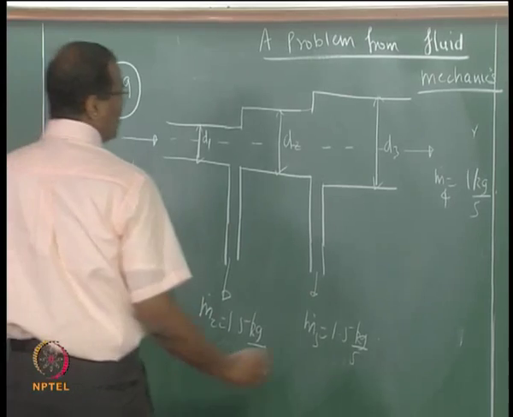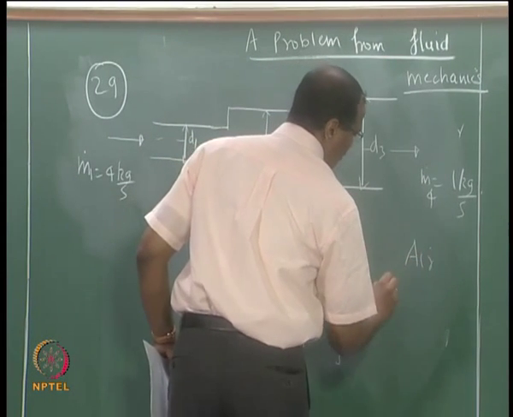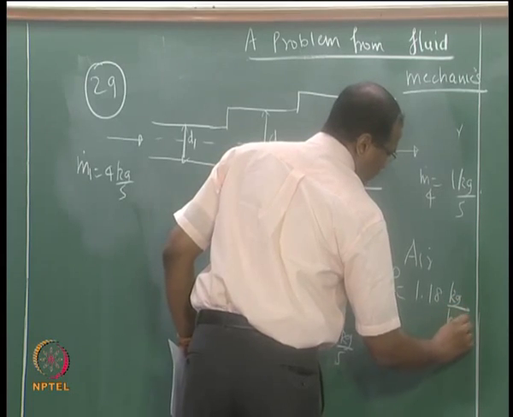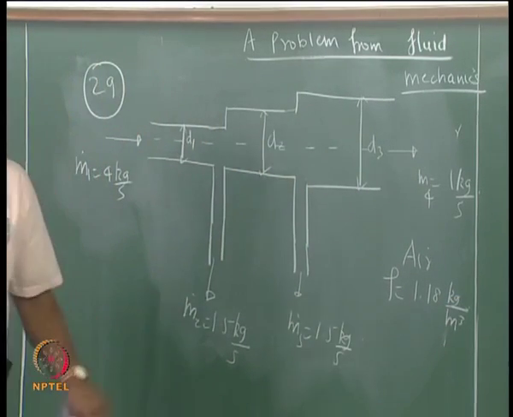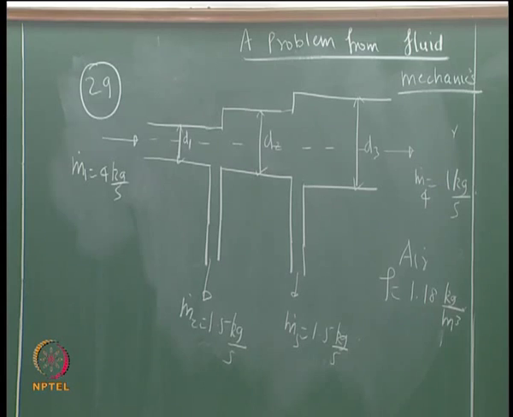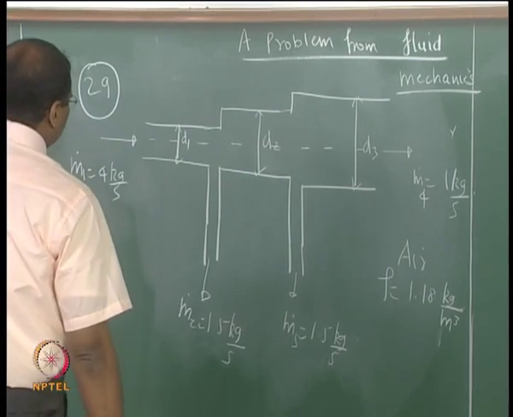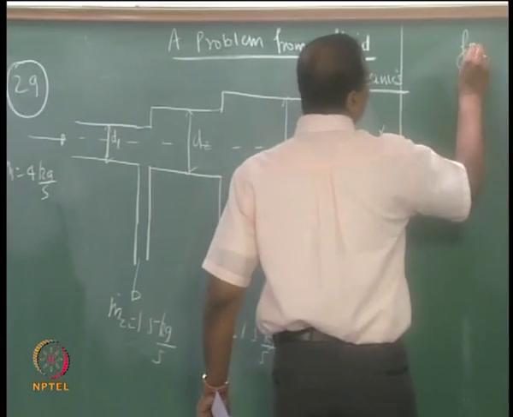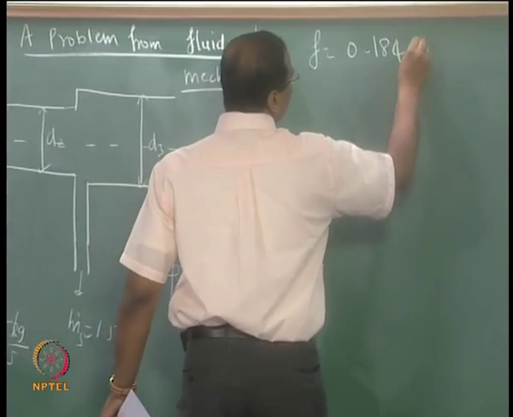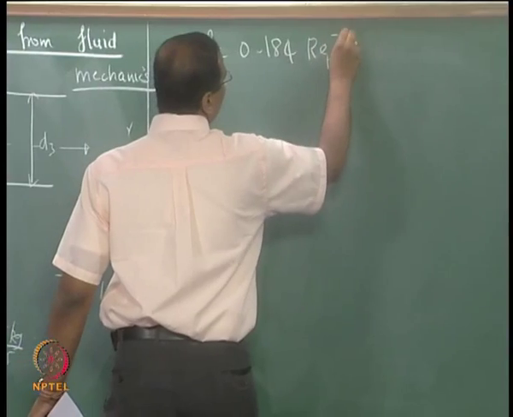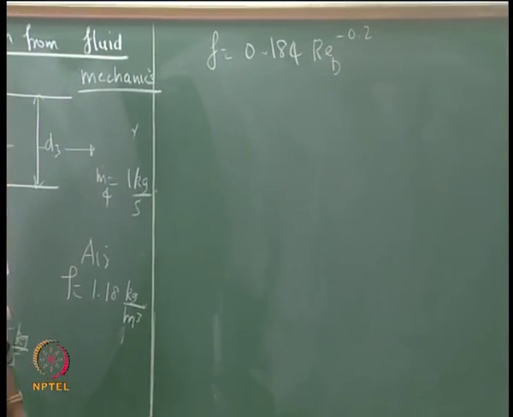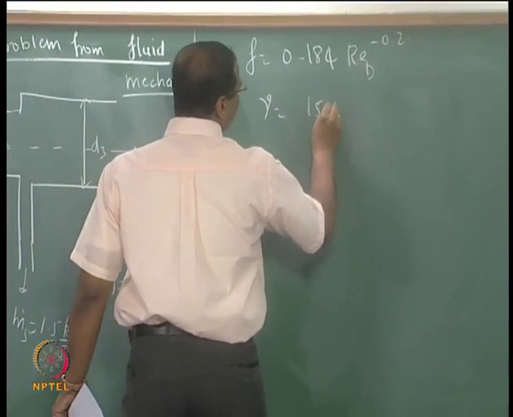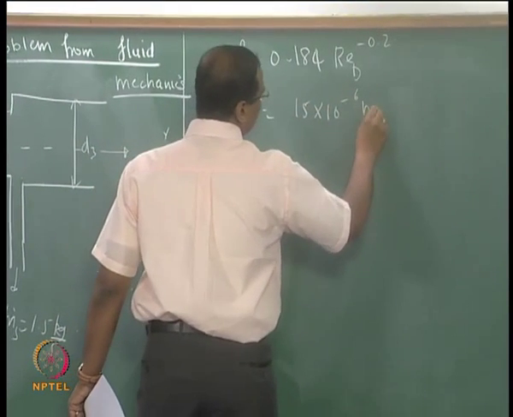So, it is basically air, rho is equal to 1.18 kilogram per meter cube. All right. The friction factor for turbulent flow is given by the kinematic viscosity of air is given to be 15 10 to the power of minus 6.